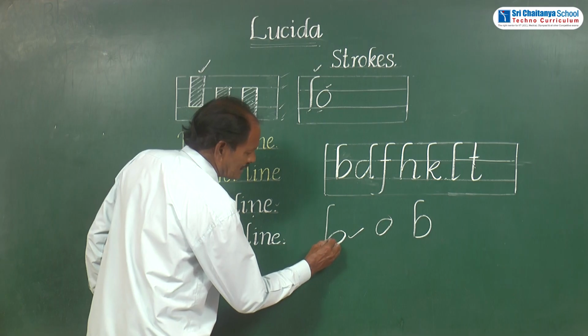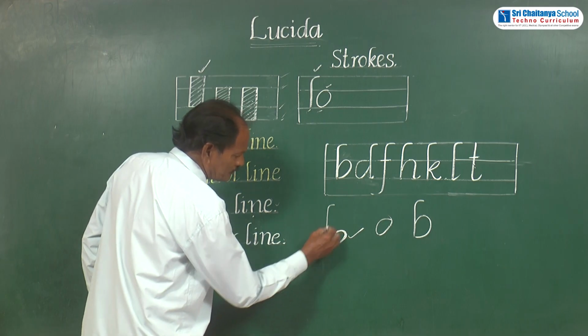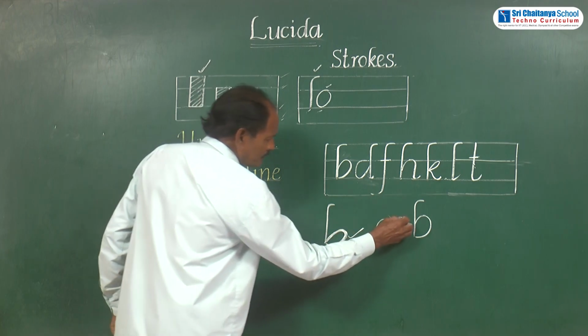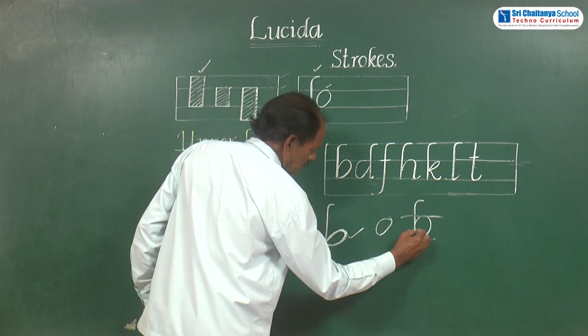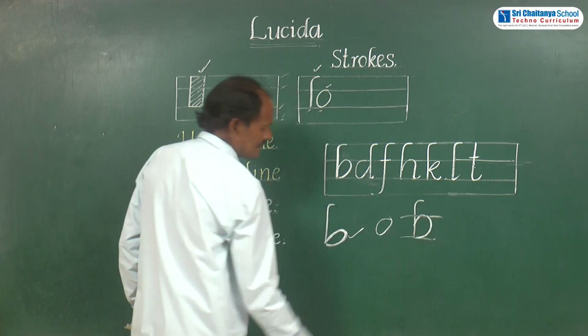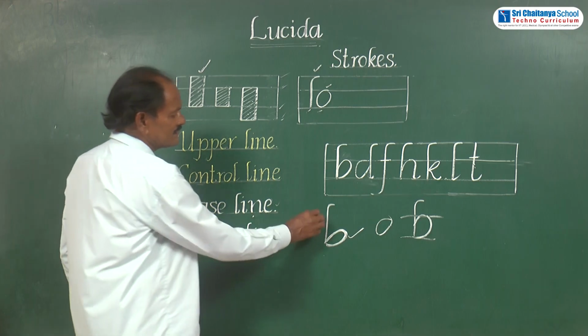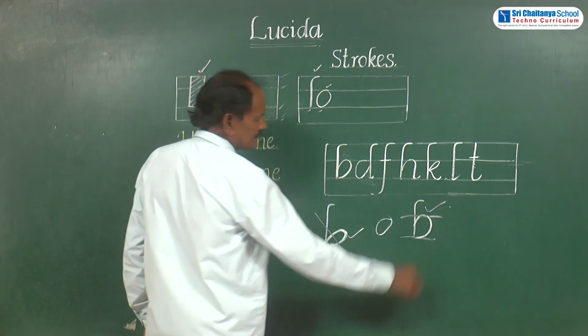We should not start the oval shape at the bottom of this upper zone stroke. From the bottom we should not start it. From the middle of this stroke we have to start like this. That is good handwriting. Not this, but this.